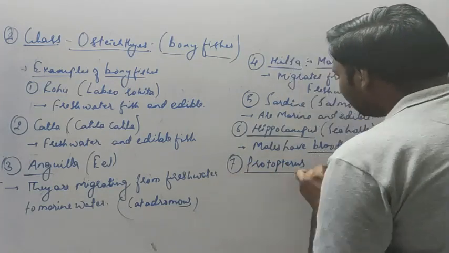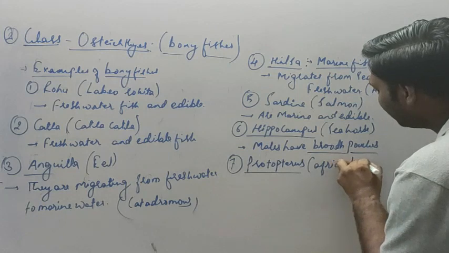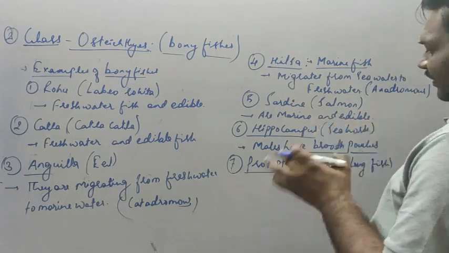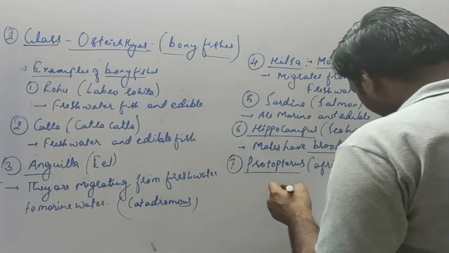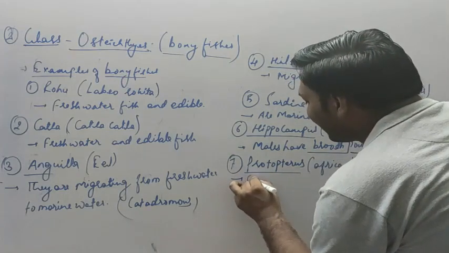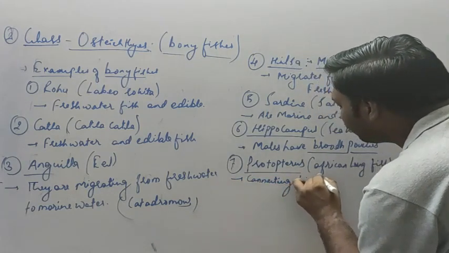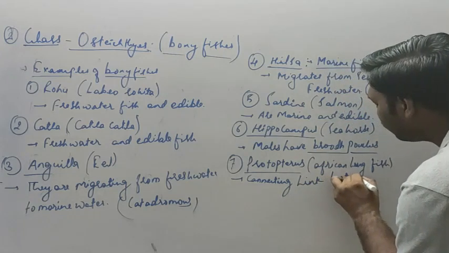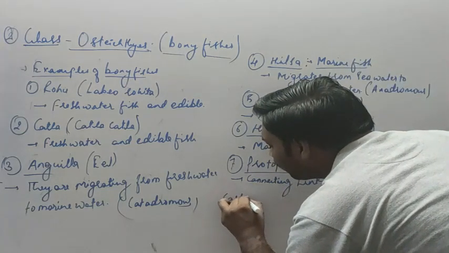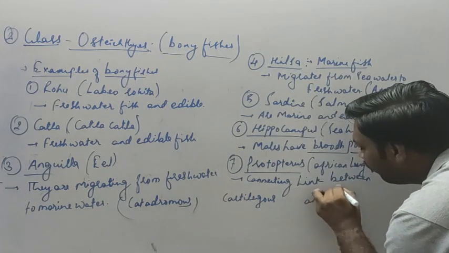Protopterus. So Protopterus, they are commonly called the African lungfish. African lungfish. Now, what is special about this Protopterus is they act as a connecting link between cartilaginous and bony fish.